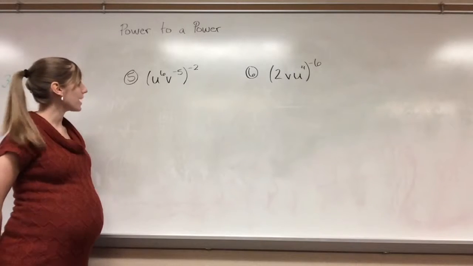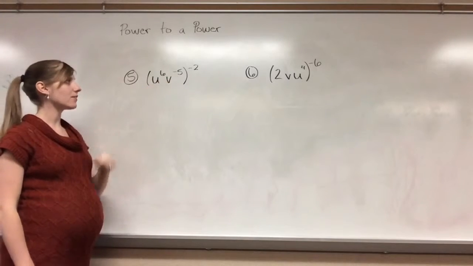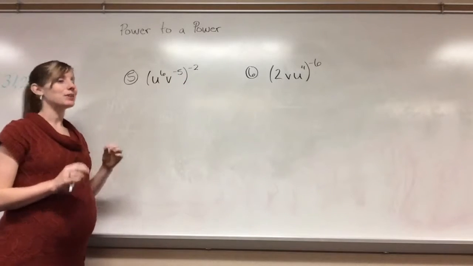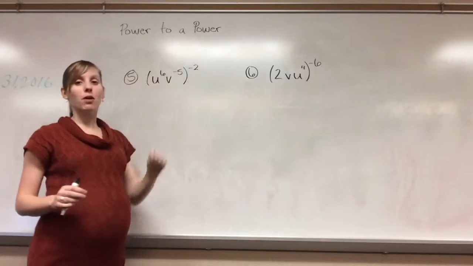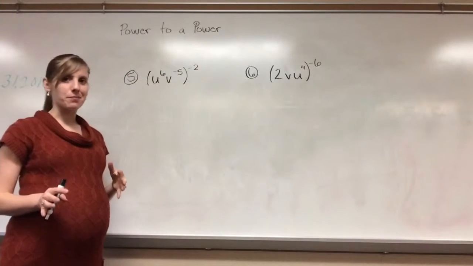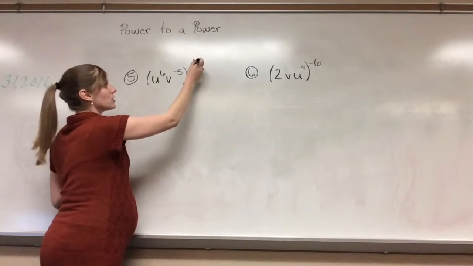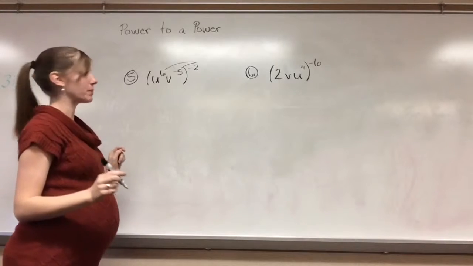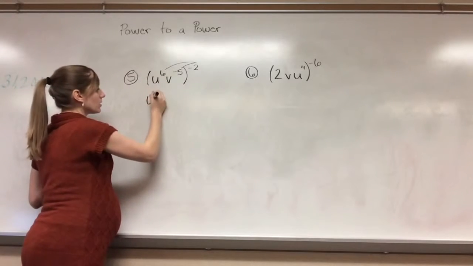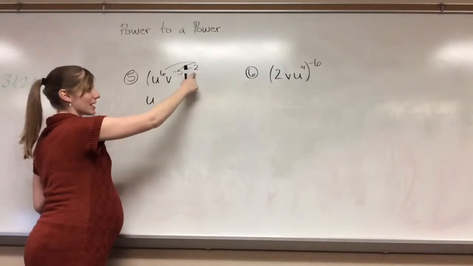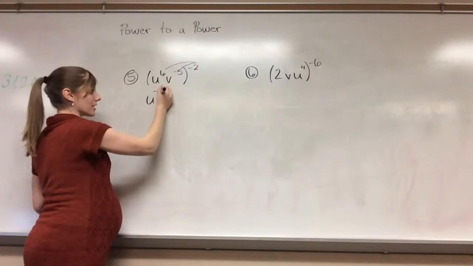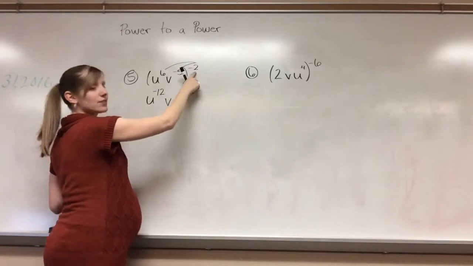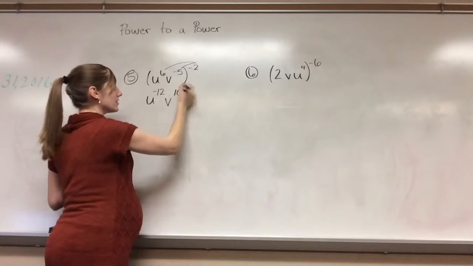For problem number 5, we have u to the sixth, v to the negative fifth inside our parentheses, and we're raising that to the negative second power. So again, we need to remember that for power to a power, we multiply the exponent, so it's like a distributive property problem. We need to take that negative 2 and multiply it by everything inside the parentheses. All exponents must be multiplied. So my u stays a u, but I need to multiply 6 times negative 2. I get negative 12 as my exponent. For v, we're going to multiply negative 5 times negative 2, and that will give me positive 10 as my exponent.